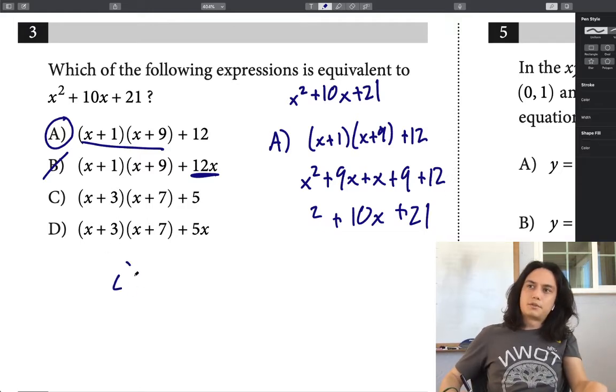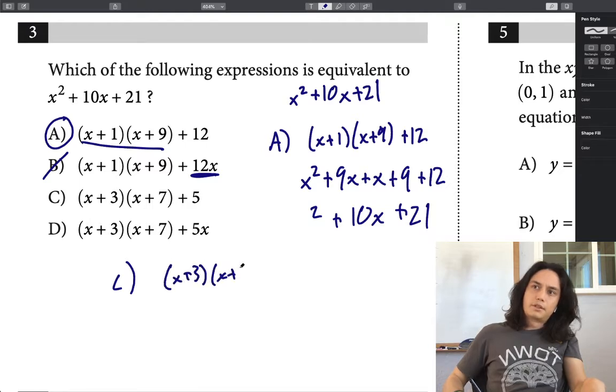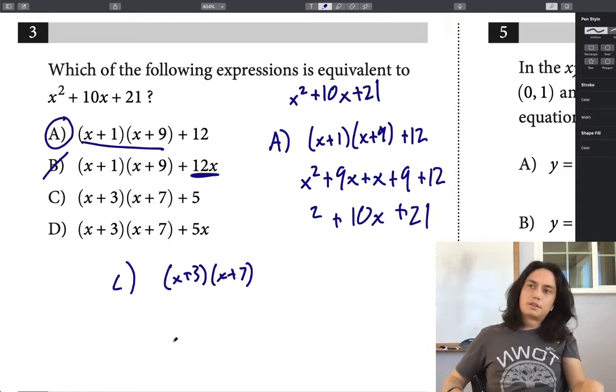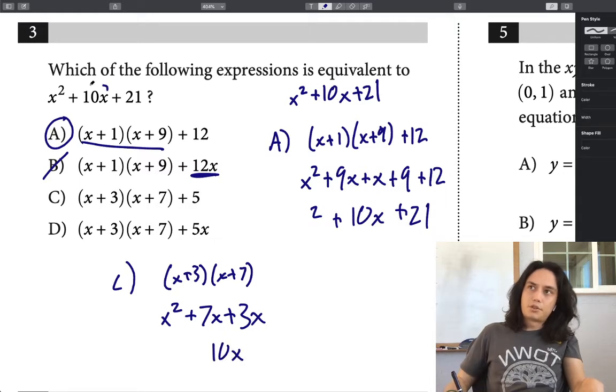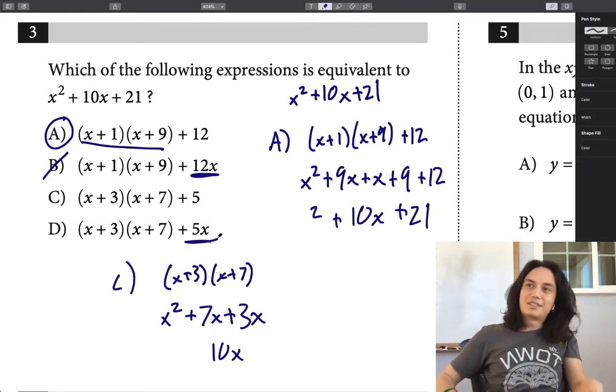So we're going to expand C just for funsies. On the real test, I have long since moved on, but we're just doing this for fun. We're going to expand this, x plus 3, x plus 7. And we're not going to include this. We're just going to think about what's missing. So let's expand it. Again, I'm not going to do the shortcut. First, outside, inside. And even right now, it's 7x plus 3x. Oh, this is going to be 10x. This is also the same as this 10x. So we're not going to be adding 5x to it. This is wrong, right?